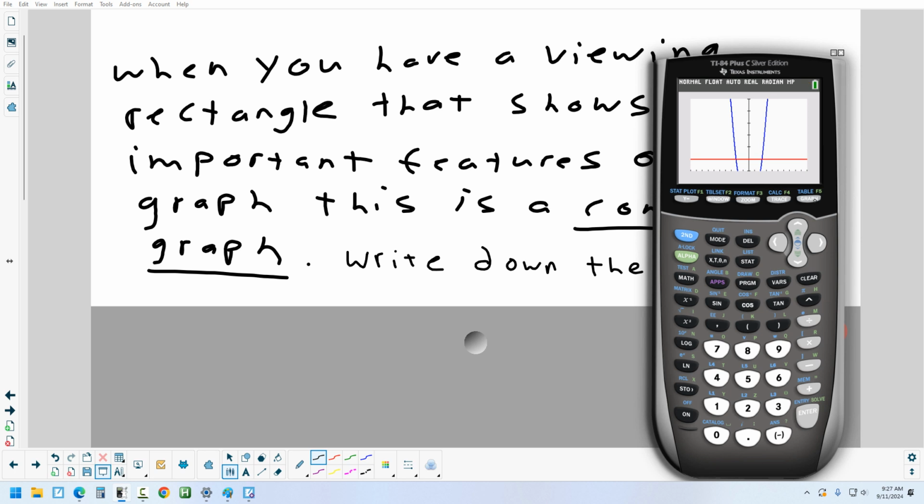Other things that might be important, maybe where a graph crosses the x-axis, or where it crosses the y-axis. I can see all of those here. And I can see those intersection points. So I would say for these two graphs, that's a good window. I can see everything I need to see.